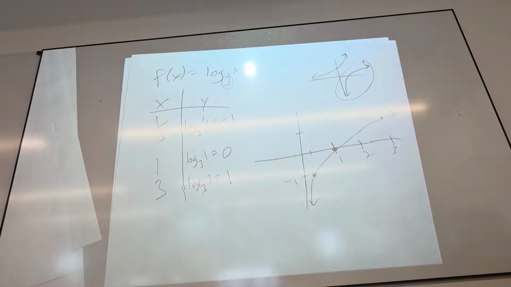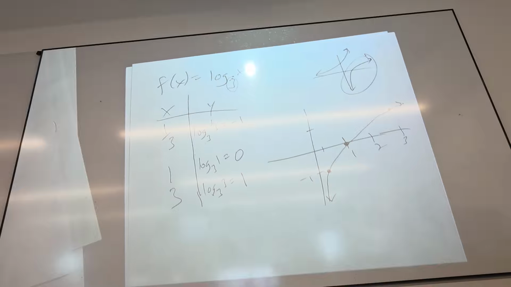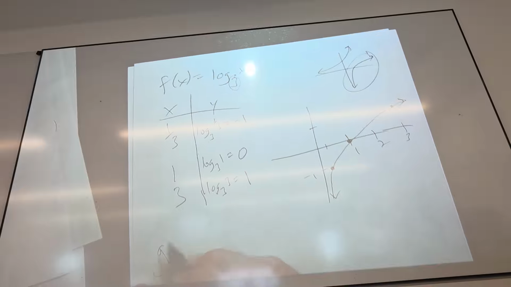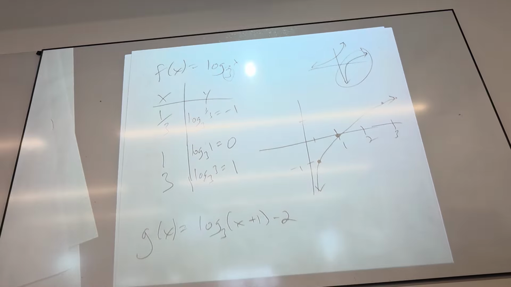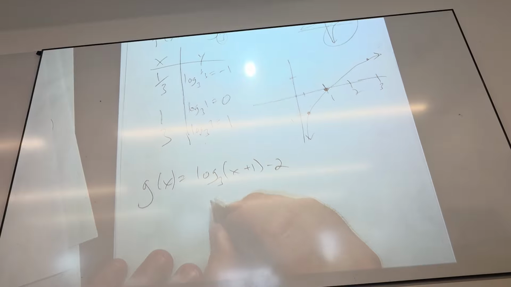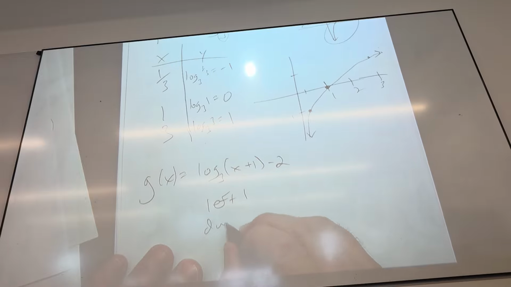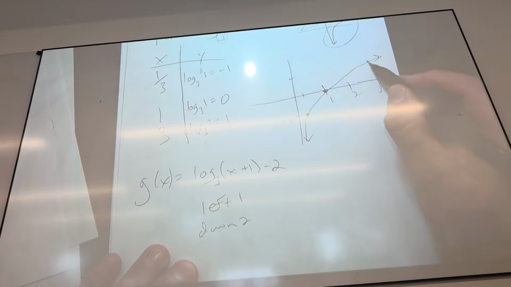So guess what I could do? The same old stuff. I could say, I want you to graph this thing. How would you graph this thing? Left 1. Yeah, left 1, and then down 2. So you take all your anchor points, left 1.